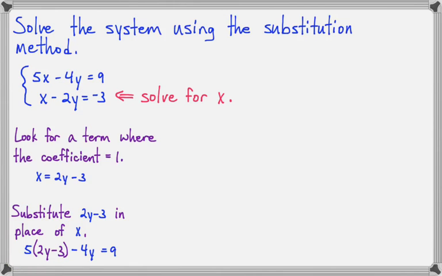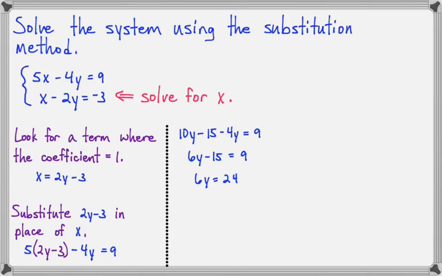Okay, distribute your 5. 5 times 2y gives us 10y. 5 times negative 3 gives us negative 15. And then we have our minus 4y equals 9. This equation only contains one variable, so now we can say 10y minus 4y is 6y. Add 15 to both sides, 6y equals 24, so y equals 4.